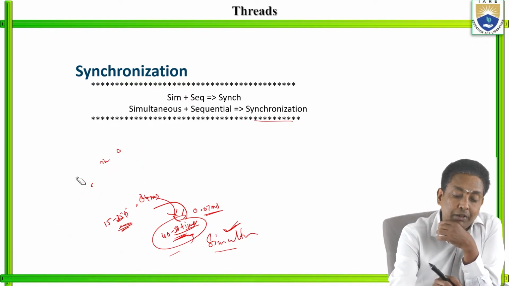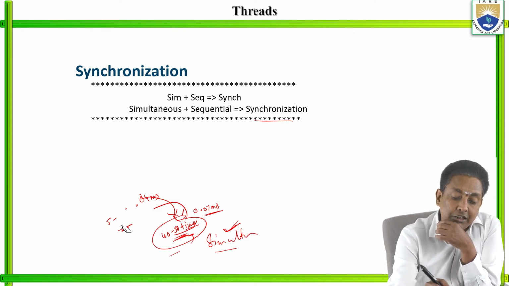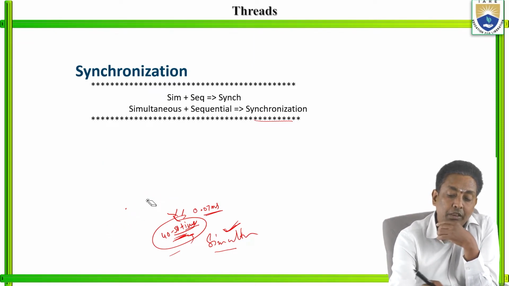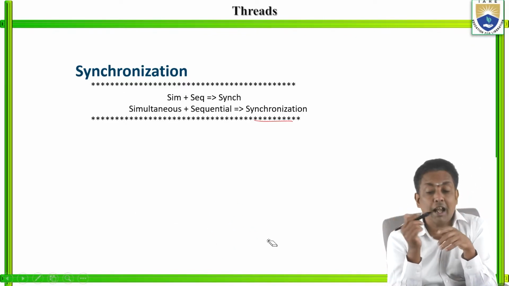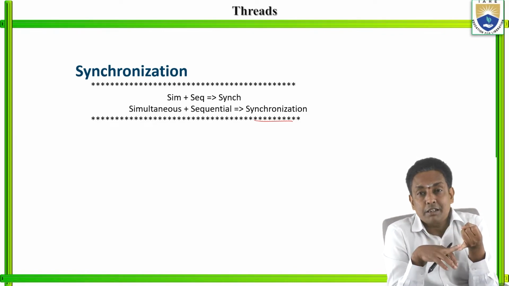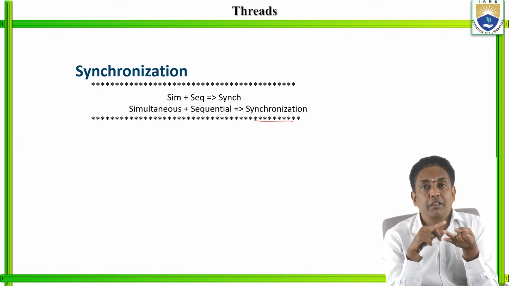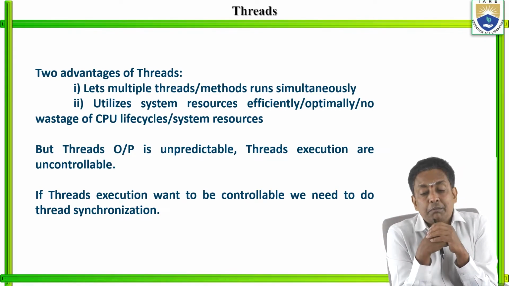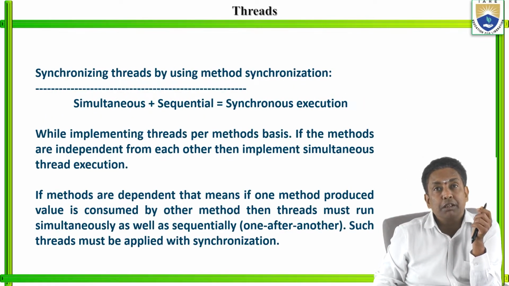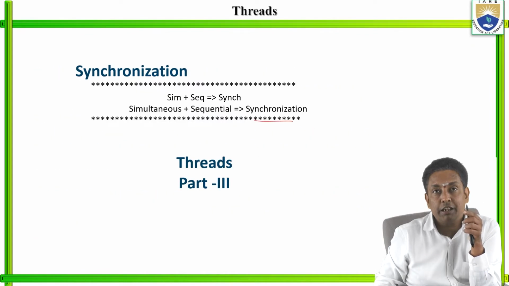We'll see how to implement that synchronous execution right now. In synchronous execution also, we have two types of executions. The first one is method synchronization. The second one is object synchronization. The first example is on method synchronization, which we'll see first.